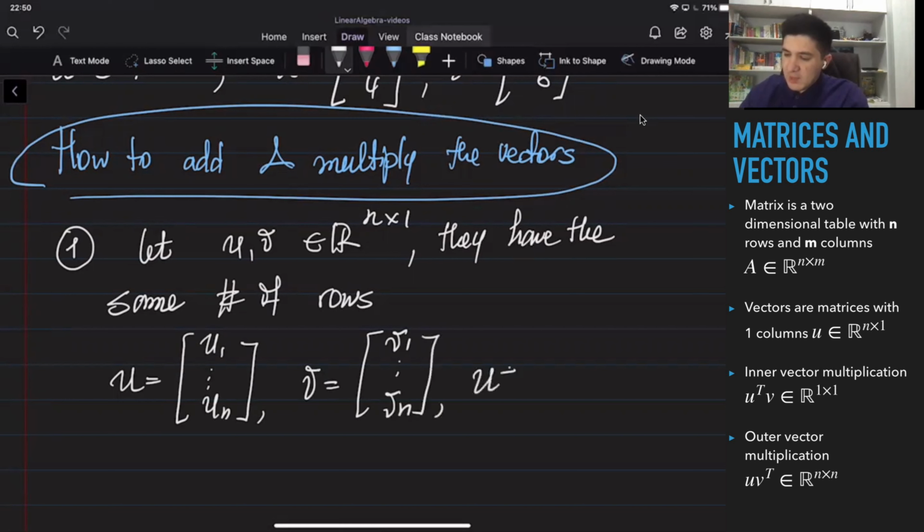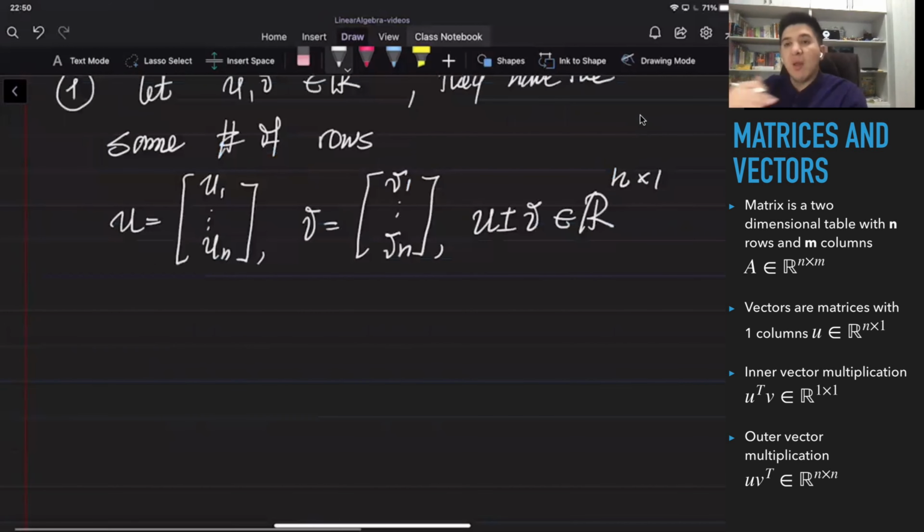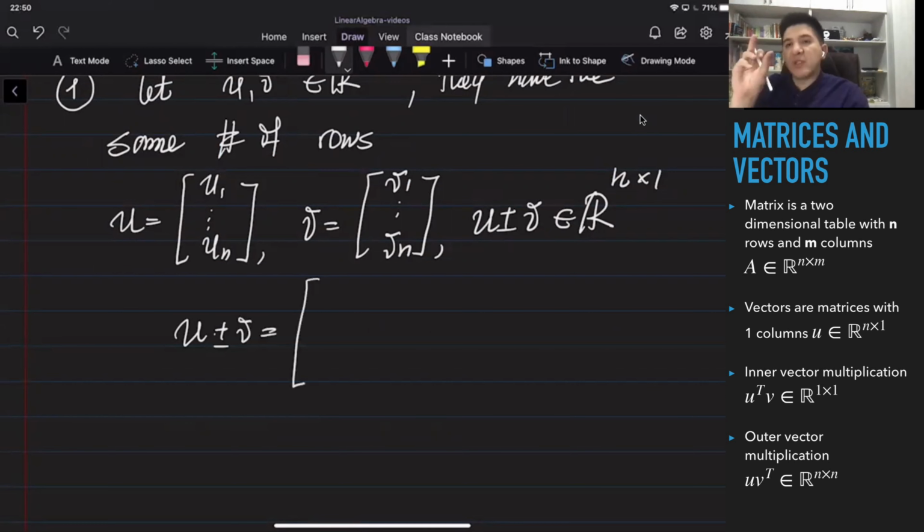Then u plus v is also going to be a vector with the same dimension, with n rows and one column. The resulting vector, u plus or minus v, is a vector where I just do this operation with every corresponding element of the vectors. So basically u1 plus or minus v1, u2 plus or minus v2, and so on, un plus or minus vn.